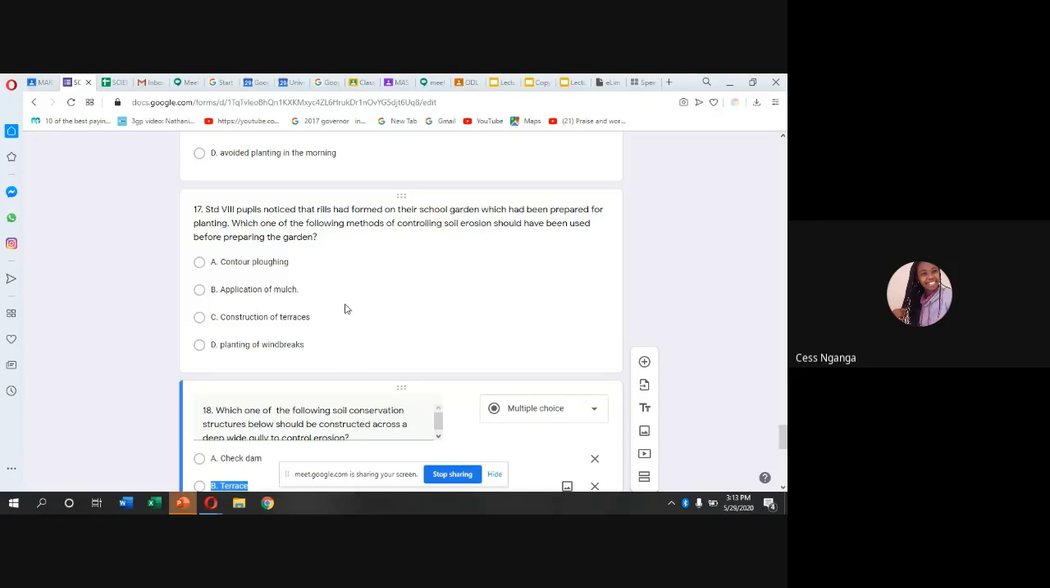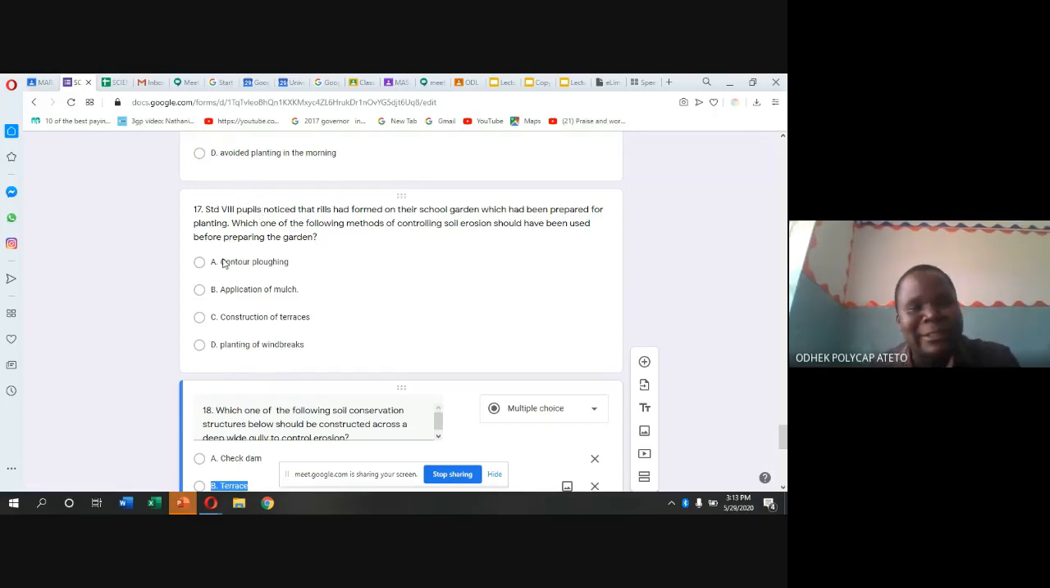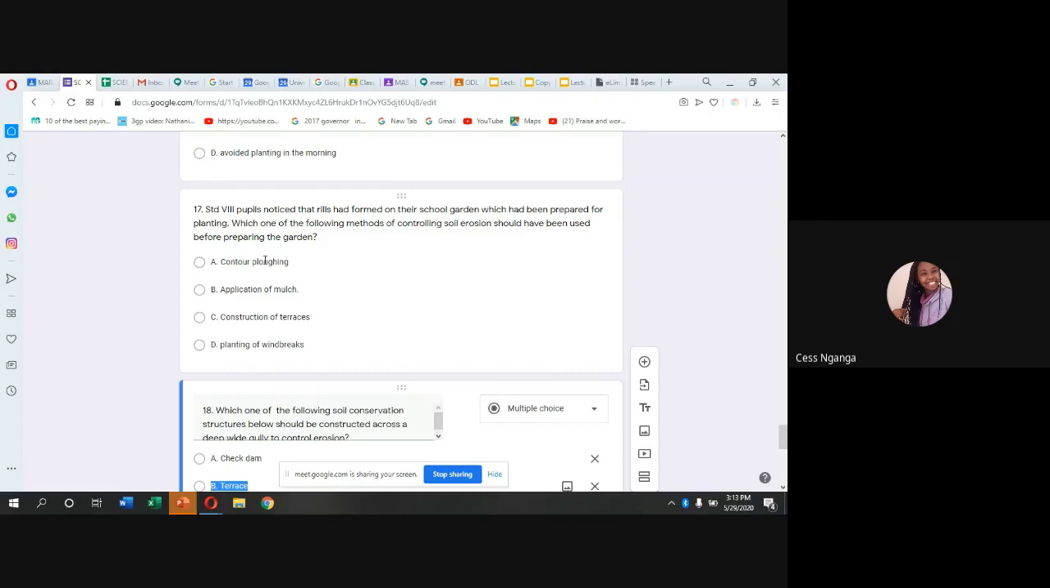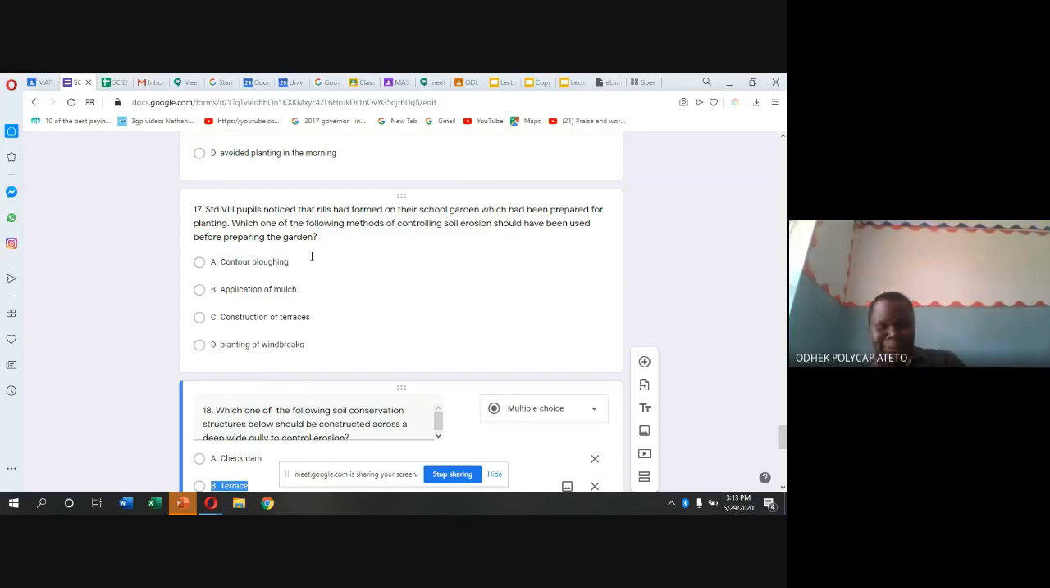Standard 8 pupils noticed that rills had formed on their school garden which had been prepared for planting. Which one of the following methods of controlling soil erosion should have been used before preparing the garden? The answer is A, contour ploughing. We are not interested in the answer itself, but in why A is the answer. I got it wrong, but I saw that was the answer. I don't know how to explain it. Okay, you don't know how to explain.